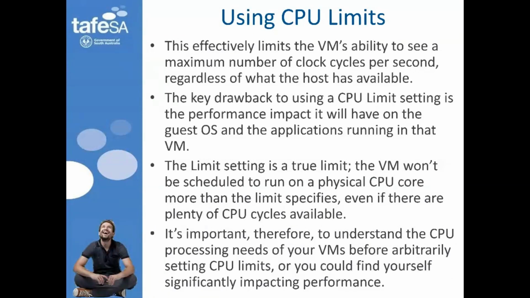CPU limits effectively limit the VM's ability to see more than a maximum number of clock cycles. It's dangerous to set a limit, because even if the host is not busy, your virtual machine will never see more than those cycles. The drawback of using CPU limits is the performance impact on the guest OS and the applications running on it. The limit setting is a true limit. The VM will not be scheduled to run on a physical CPU core more than the limit specifies. You're basically preventing it from using any other free cycles.